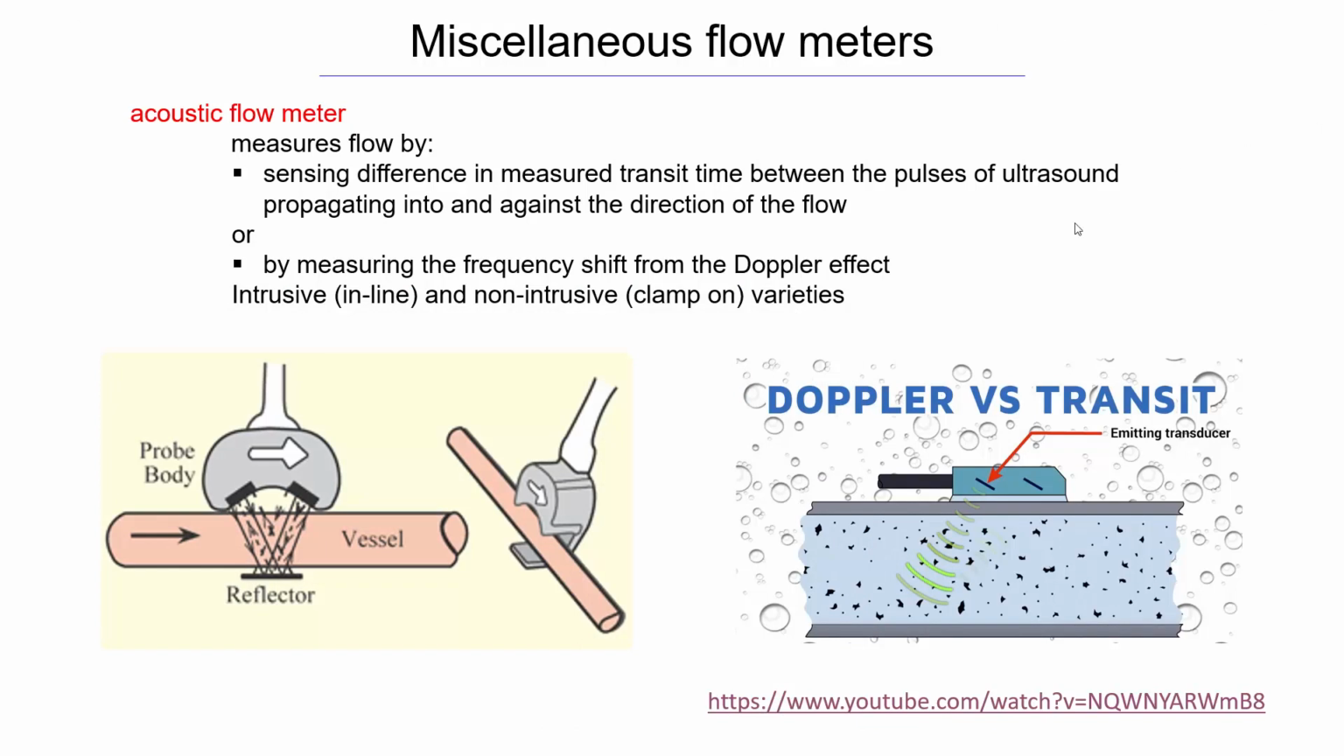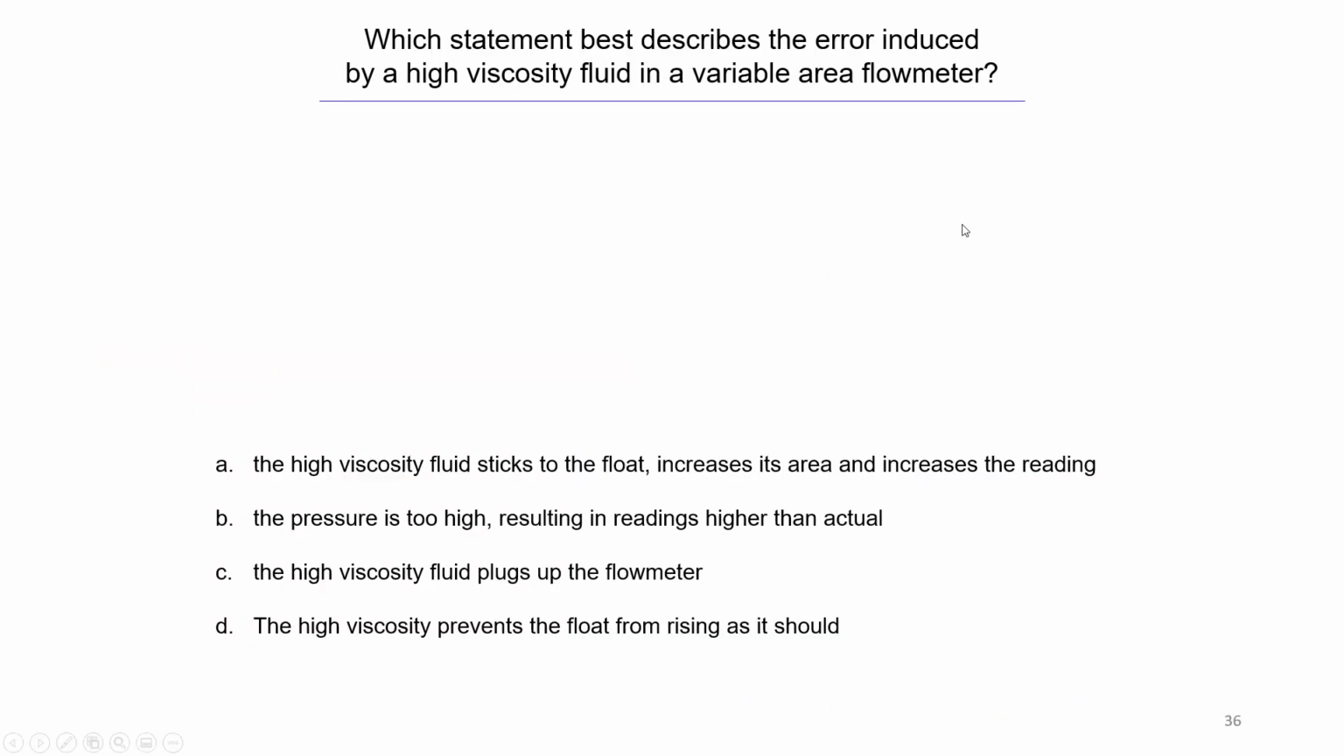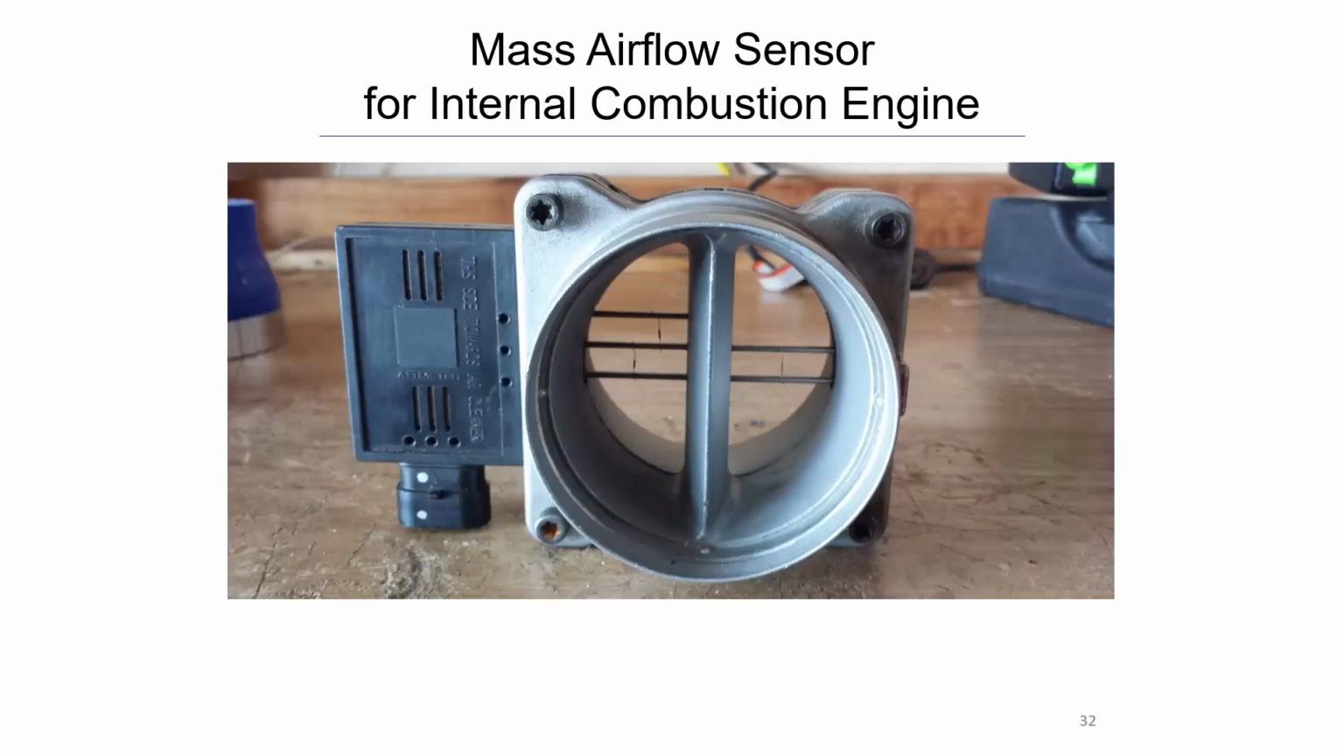That's a more modern flow meter. Okay, another question for you. Which statement best describes the error induced by a high viscosity fluid in a variable area flow meter? Actually, I think we already covered this one, didn't we? I think I have this question twice in here. So A, that's the right answer.